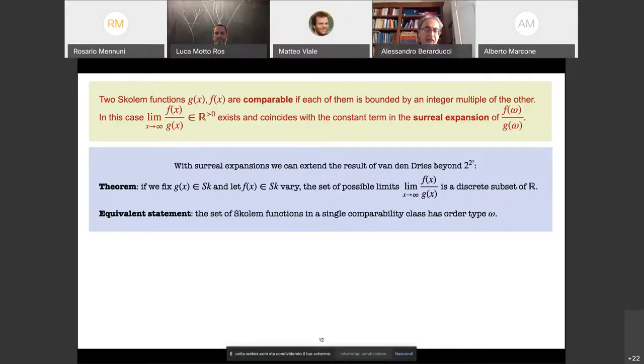In the case of Van den Dries and Levitz, this was the base of a complicated induction, which eventually led to the computation of the order type of the fragment. We didn't really succeed in using this to solve the Skolem problem.